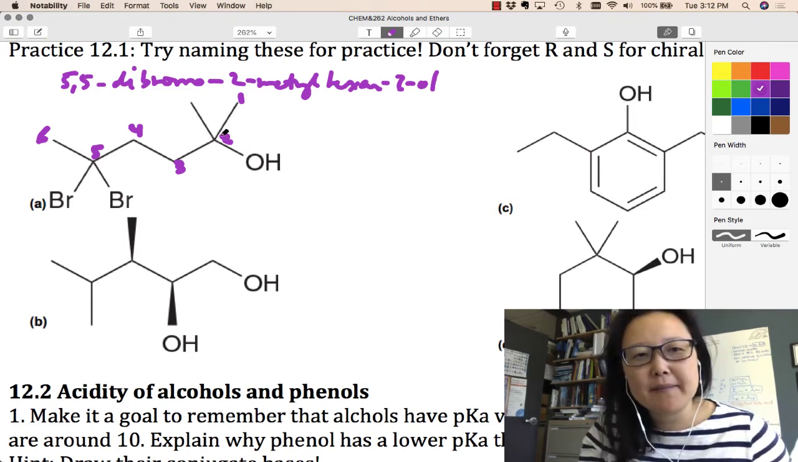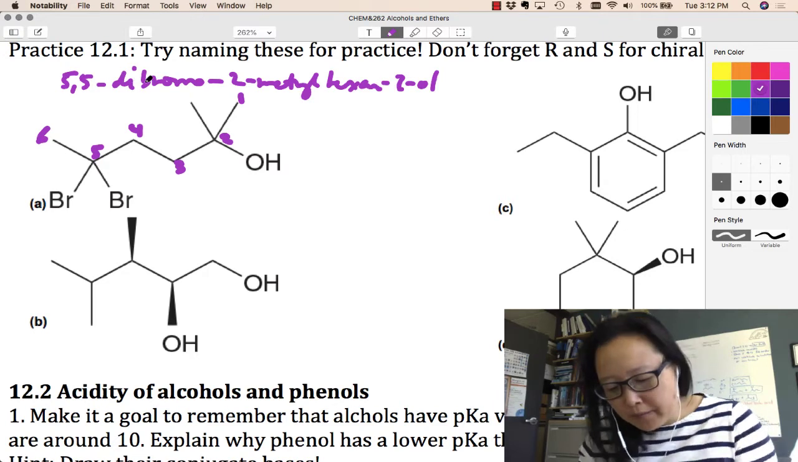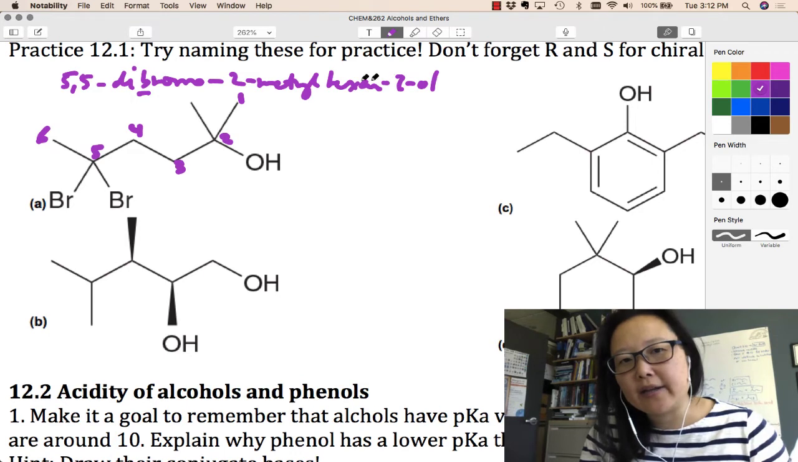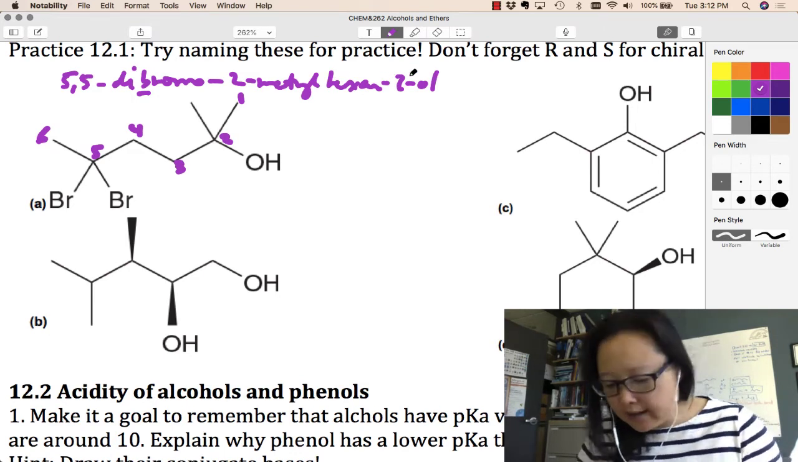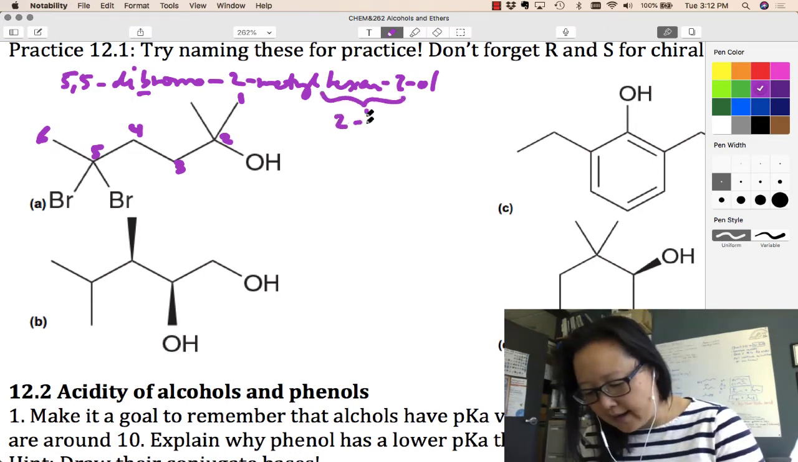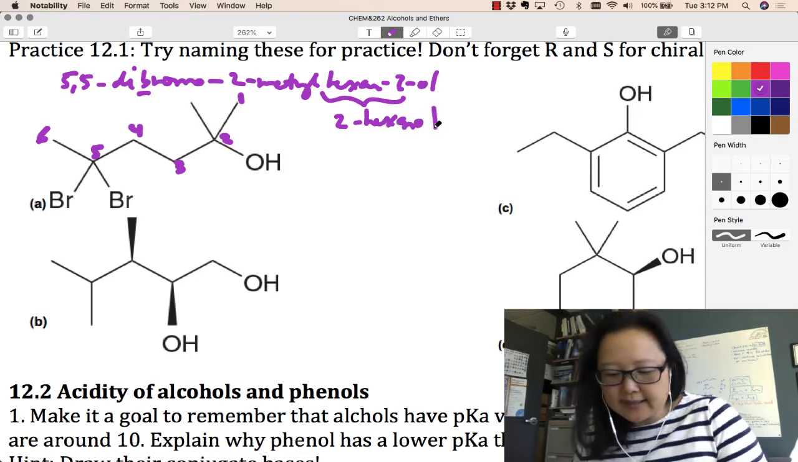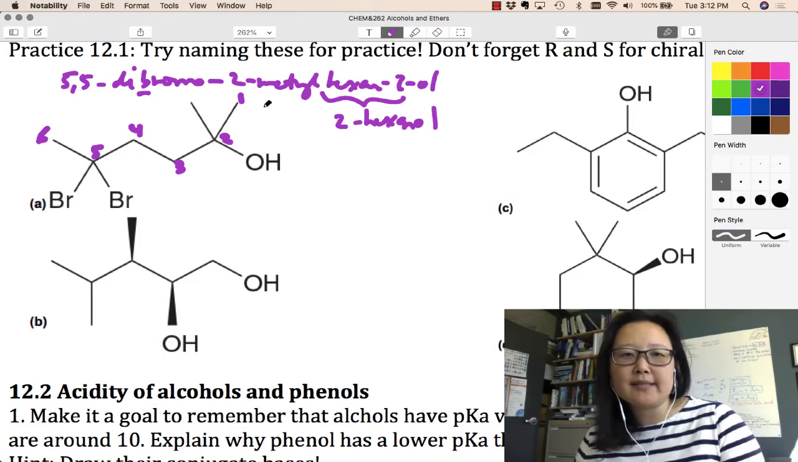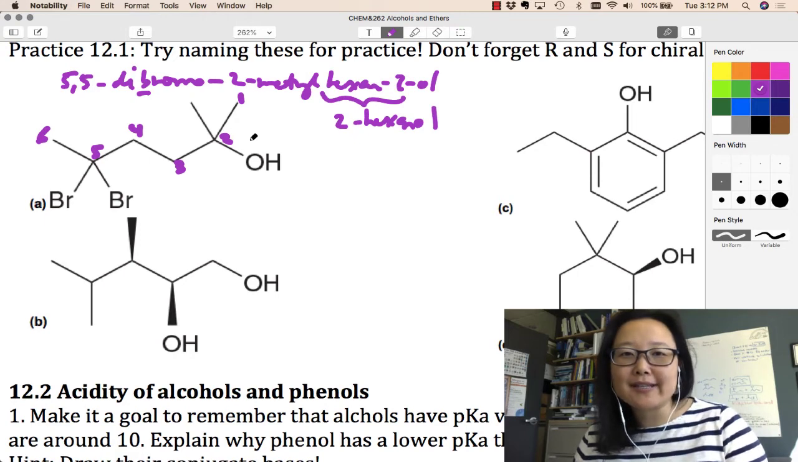So that means it's going to be a 5,5-dibromo, where we alphabetize based on B, 2-methyl, and then hexan-2-ol. And instead of hexan-2-ol, you could also say 2-hexanol. That's also acceptable. Now there's no stereochemistry on this one, but if there was, we would specify the stereochemistry here. So we would say R or S for each chiral center, however many chiral centers there are.